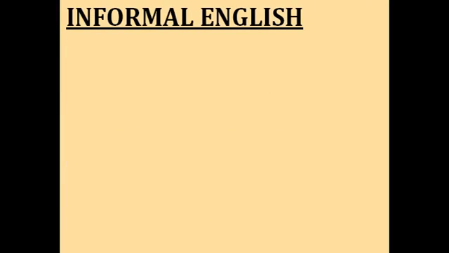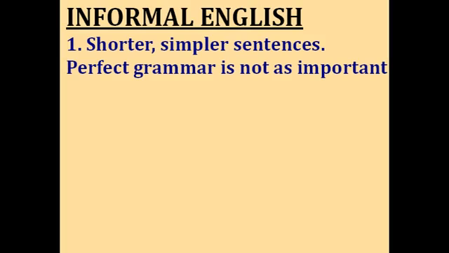All right, let's continue and finish up with informal English. In informal English, we use shorter and simpler sentences, and perfect grammar is not as important. A lot of English students get really worried about making mistakes when they're speaking, but native English speakers, we make a lot of mistakes when we speak, and we don't construct correct sentences. I'm sure if you listen to this webinar again, you'll hear a number of things that I've said that are really not entirely correct if you were to put them in writing.